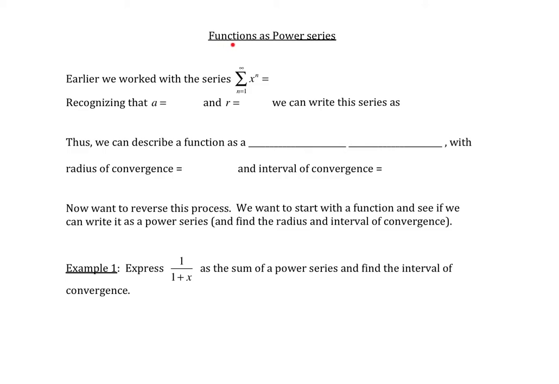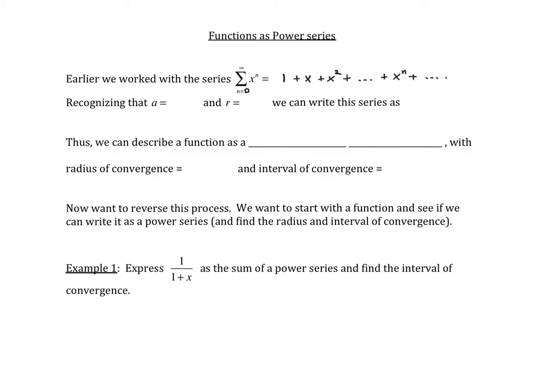Let's talk about functions as power series. Earlier, we worked with a series that looks like this. I can see we immediately have a typo here. This series starts at 0, not at 1. If we look at the first few terms of this series, x to the 0 is 1, x to the first is just x, x to the second is x squared, and this series goes on forever. It has a general term of x to the n, and it goes on forever, like that.